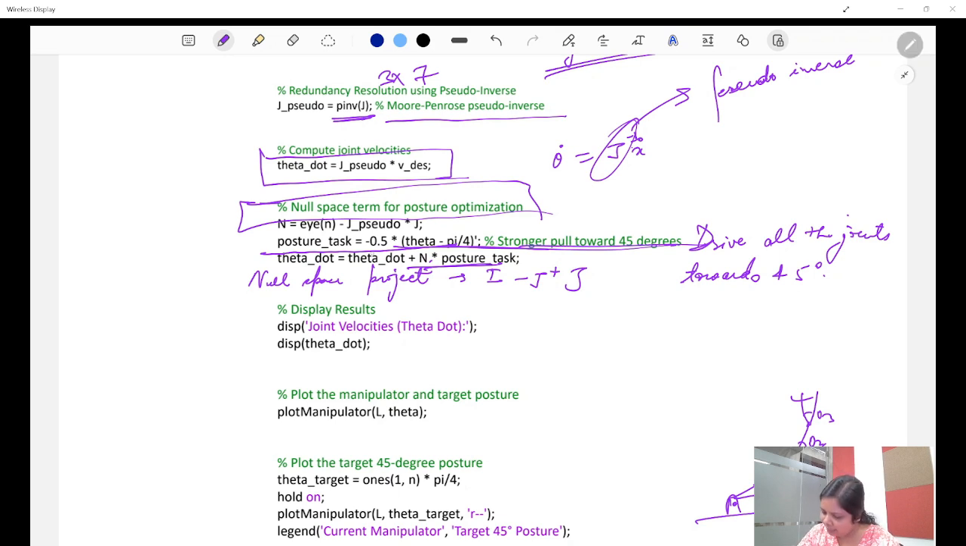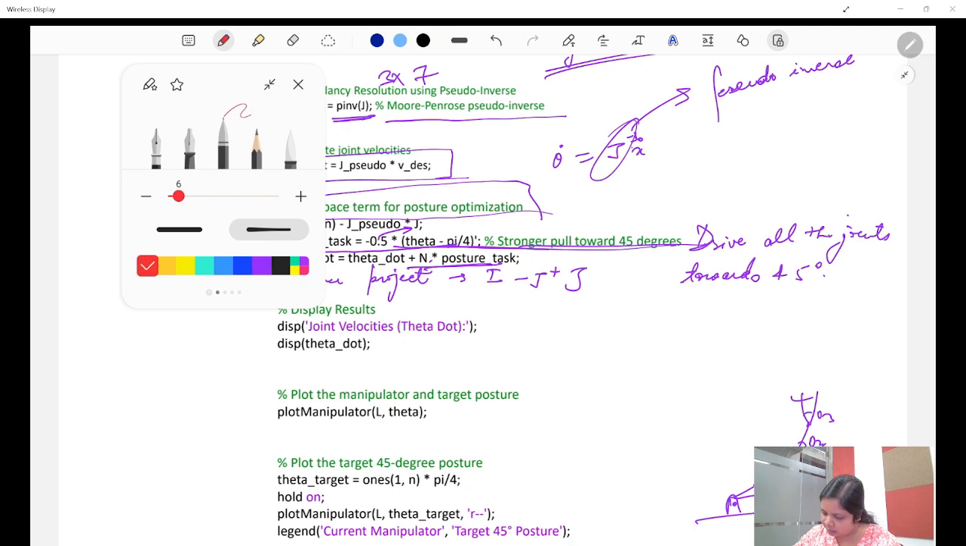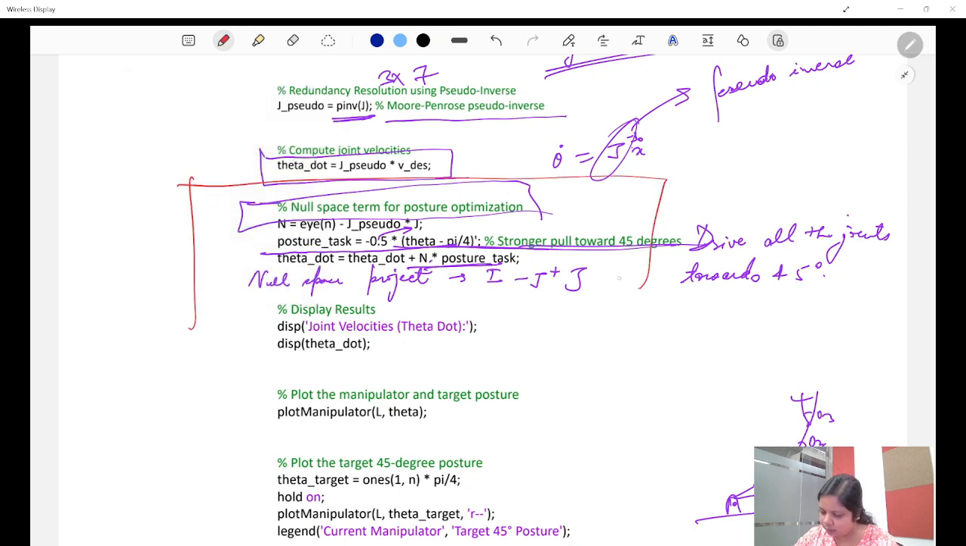If we set it to 1, it will go faster; if we keep it lower, let's say 0.1, then we are not maintaining a strong pull. I think you should read up on how we do this null space projection, so it would help.